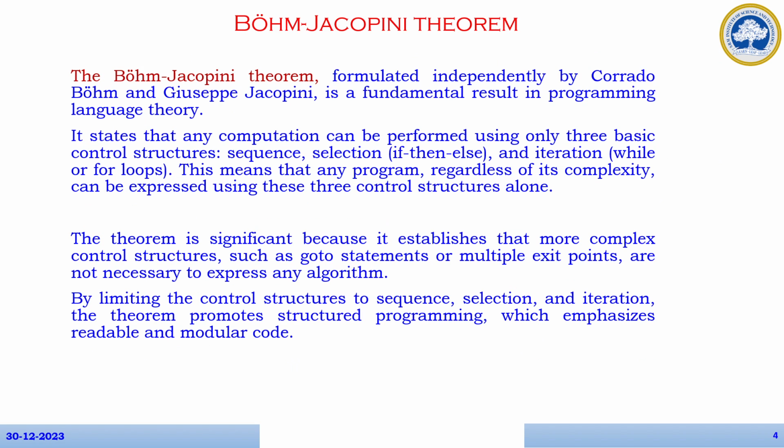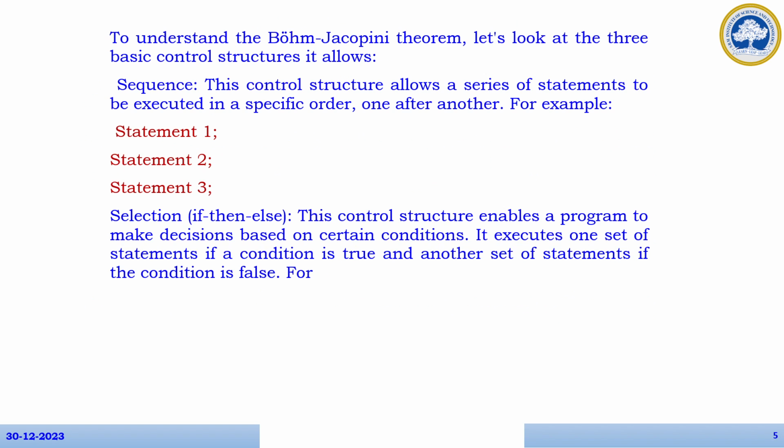The next important theorem is the Bohm-Jacopini theorem. All programming languages are based on the Bohm-Jacopini theorem. It is a fundamental result in programming language theory. It states that any computation can be performed using only three basic control structures, that is sequence, selection and iteration.